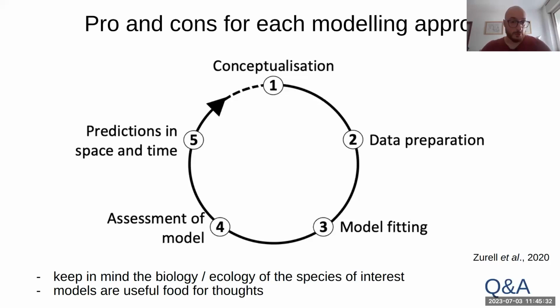So to conclude, I think it's important to keep in mind the biology and the ecology of the species of interest when you start preparing your species distribution models, and also think that models are often useful as food for thought, because during the modeling framework you can maybe not find an answer, but find other interesting questions.